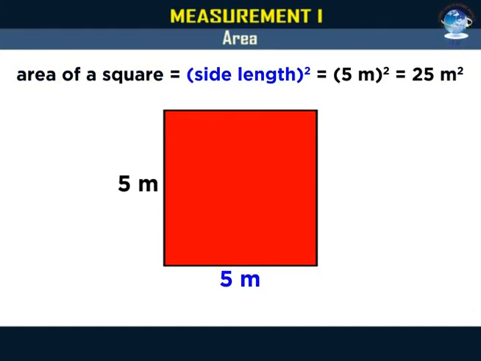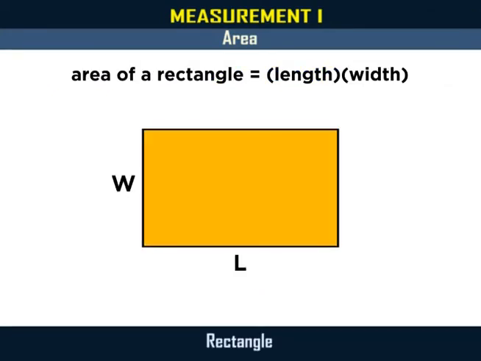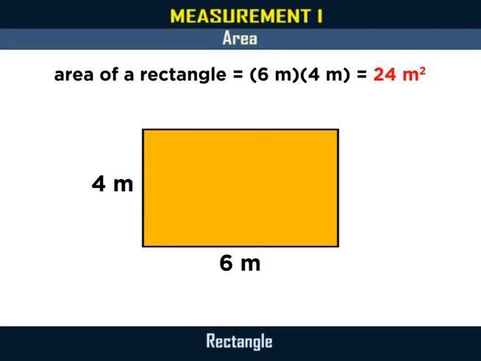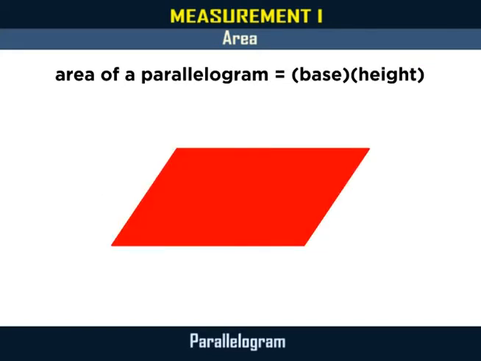We have formulas for calculating areas of plane figures. If it's a rectangle, the longer side is called length L and the shorter side is width W. Area is equal to length times width. So for this one, 6 meters times 4 meters is equal to 24 meters squared. For a parallelogram, area is given by base times height. Remember, the height of a parallelogram is the perpendicular height.